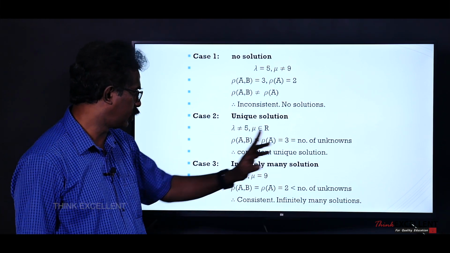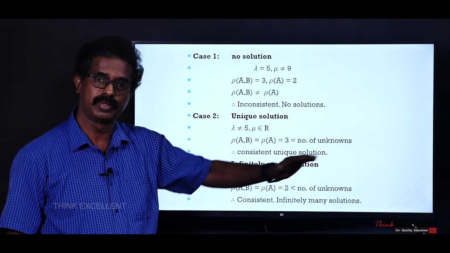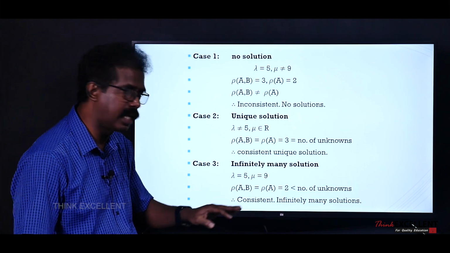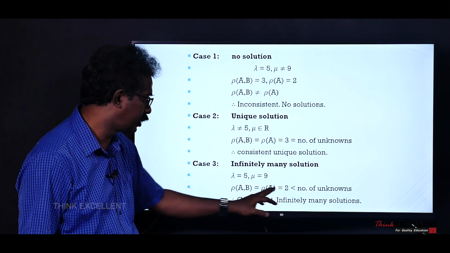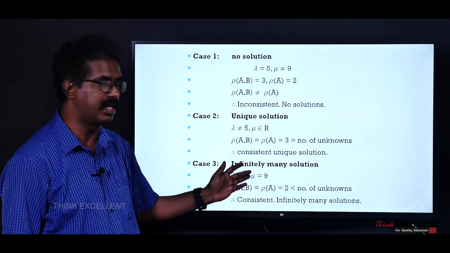So consistent, unique solution. And the last one, we are making the last row 0. So for that, lambda 5 and mu 9, the last row is fully 0. So the ranks are 2. They are equal but less than the number of unknowns. So consistent, infinitely many solutions.